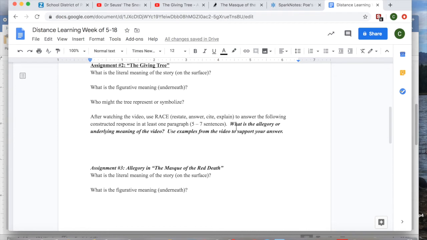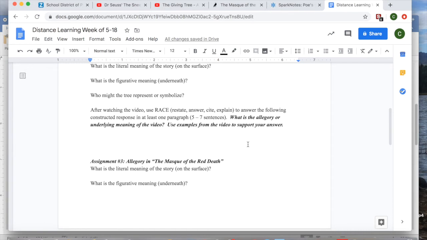All right, so after you watch the video, you think about the figurative meaning, the literal meaning, what might be some symbol in the story. You're going to answer the question. Once again, you're going to use the strategy RACE: Restate, answer, cite, explain. You're going to answer the following constructed response in one paragraph, just one, 5 to 7 sentences. What is the allegory or underlying meaning of the video? Use examples from the video to support your answer.